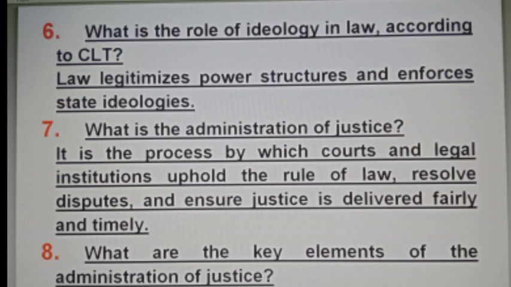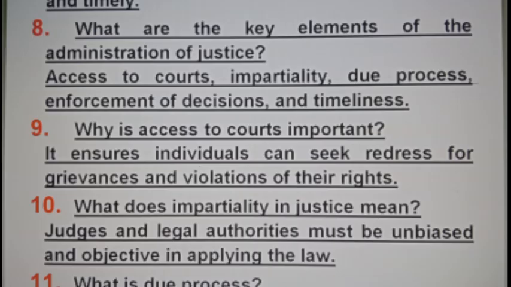What are the key elements of the administration of justice? Access to courts, impartiality, due process, enforcement of decisions, and timeliness. Why is access to courts important? It ensures individuals can seek redress for grievances and violations of their rights. What does impartiality in justice mean? Judges and legal authorities must be unbiased and objective in applying the law.